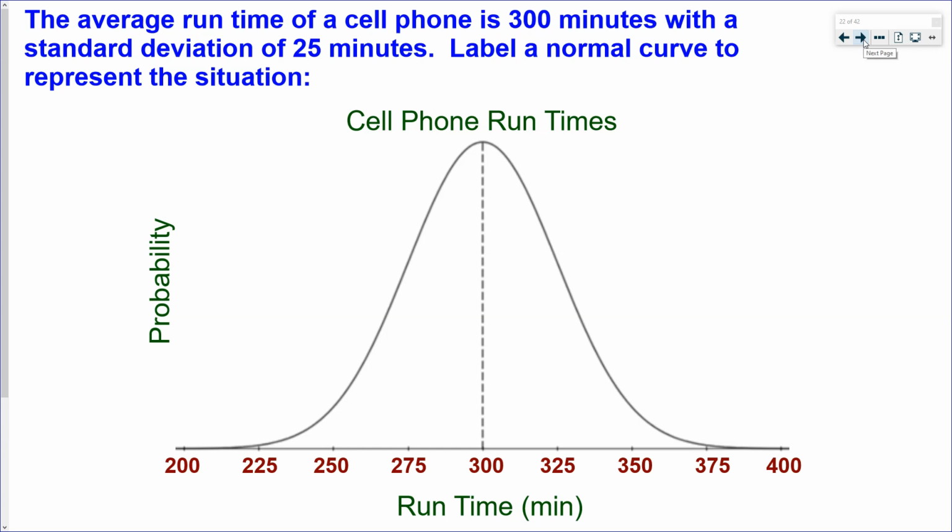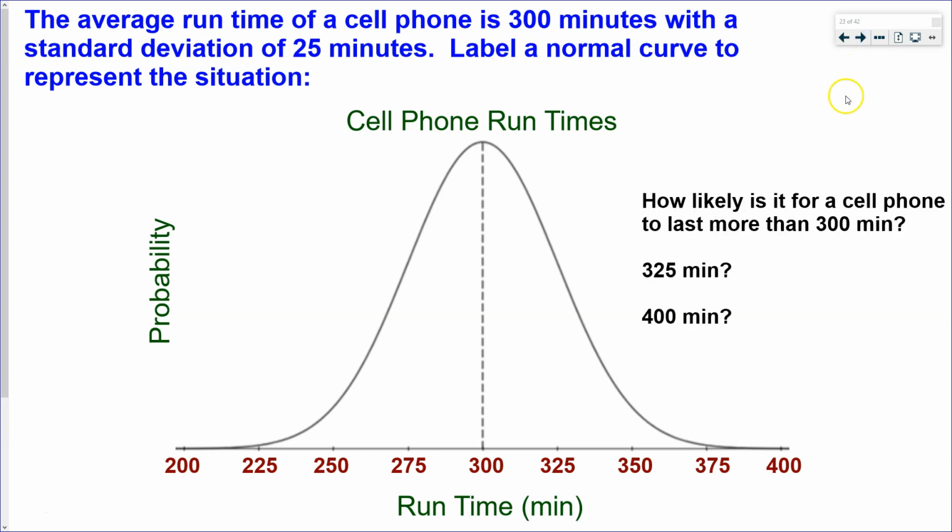And once I have a normal curve labeled with what I know, I can start to use it to ask a few more difficult questions, like how likely is it for a cell phone to last more than 300 minutes? So that would mean all these cell phones over here. Now, since a normal curve is nice and symmetric, you'd probably say 50%, and you'd be absolutely right. So according to this graph, 50% of the cell phones are going to last longer than that.